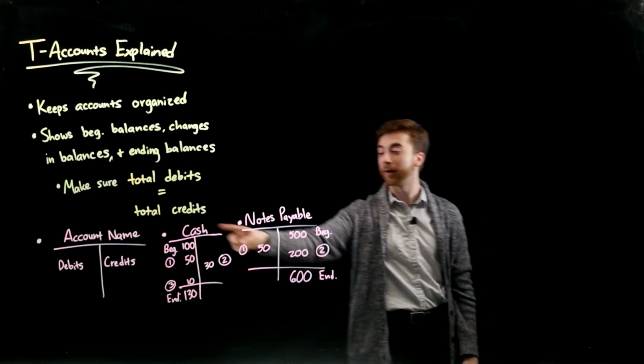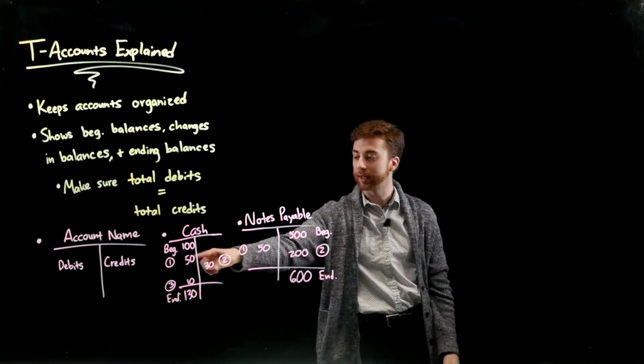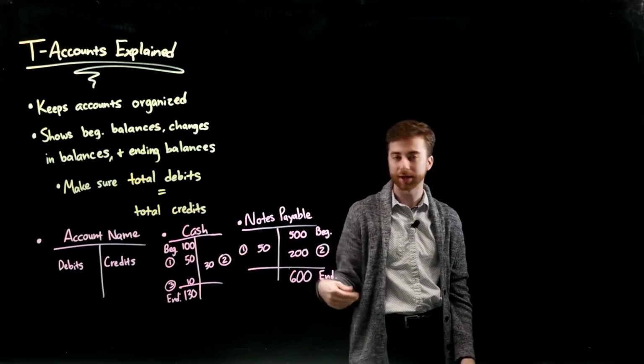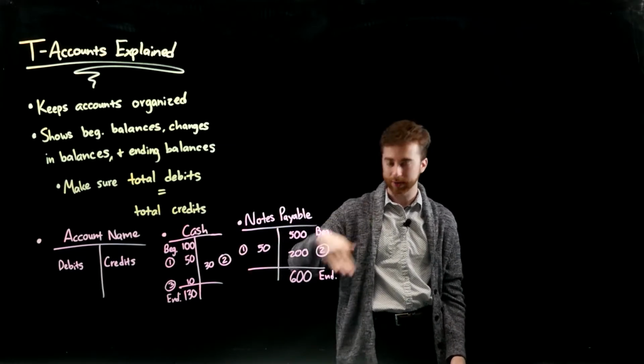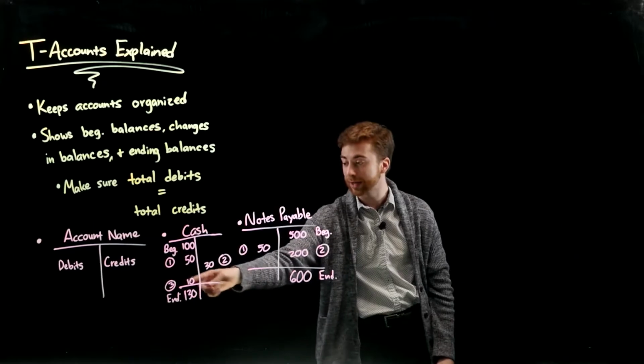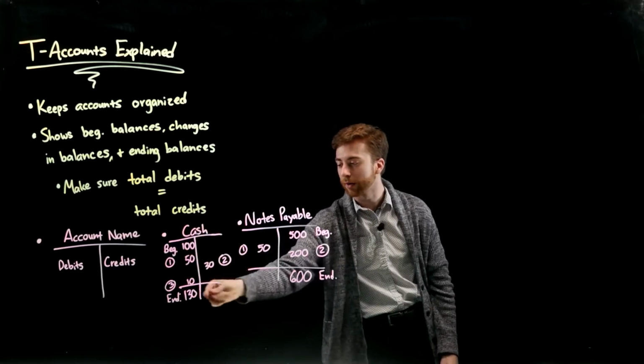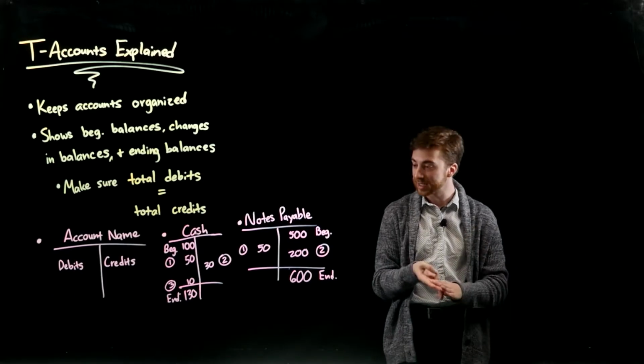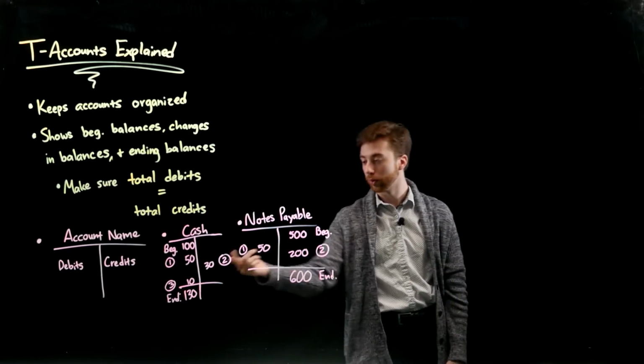Apparently we added 50 to our cash right here because of transaction 1. We took away 30 cash right here because of transaction 2, because we credited it. Credit decreases your cash balance. We added 10 right here, and all of that funnels through into an ending balance. So 100 plus 50 minus 30 plus 10 should equal 130.